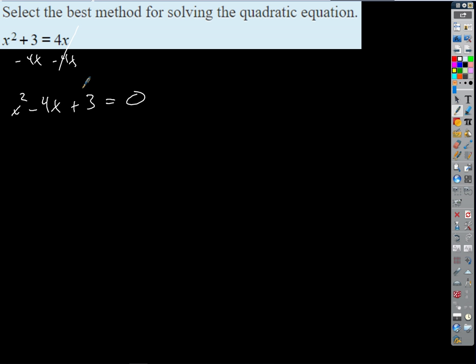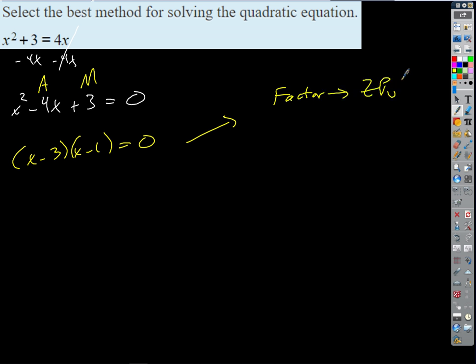So can I find magic numbers that multiply to 3 and add to -4? I can't. What are they, Walker? You're right. Well, -3 and -1, right? Yep. So this one would factor into x minus 3 and x minus 1. So our answer is factor and use the zero product property, right? Okay. What about this guy?